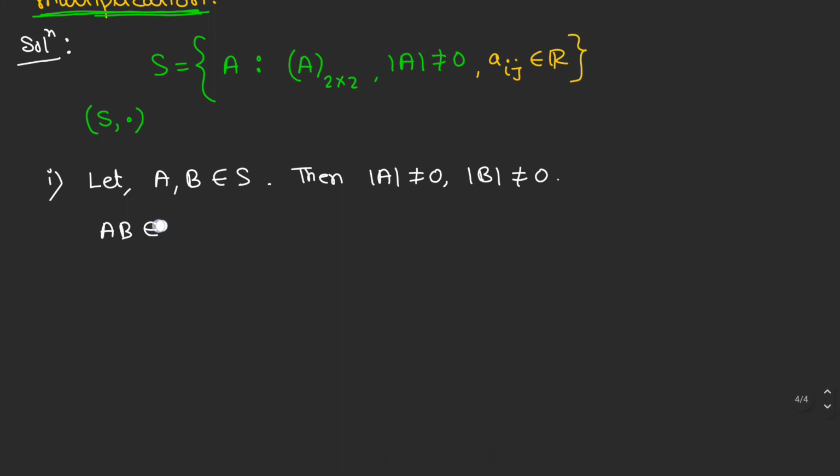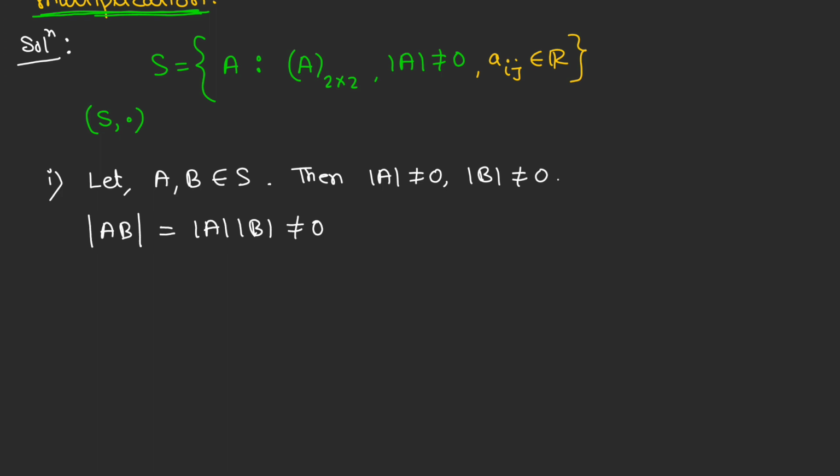So what is the determinant of AB? We know that determinant AB equals det A into det B. Yes or no? And det A is non-zero, det B is also non-zero, and the multiplication of two non-zero elements is obviously non-zero. So the first condition is satisfied, that determinant AB is non-zero.